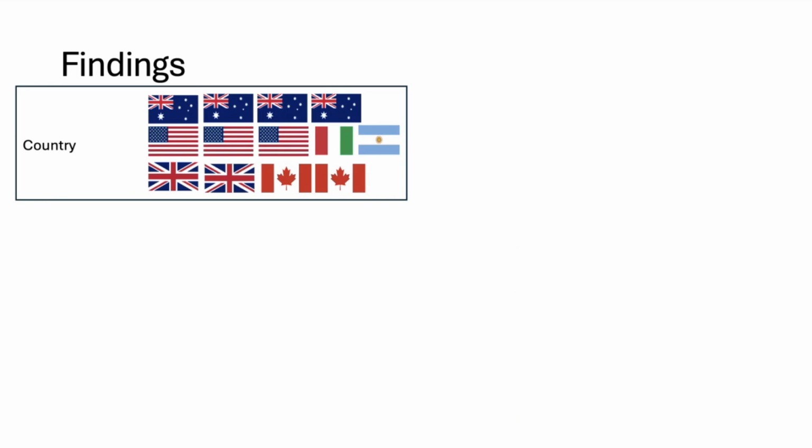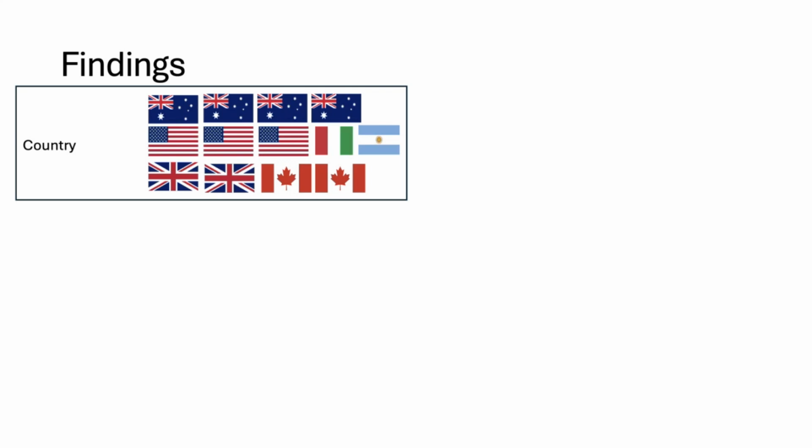So our findings. The flags here represent how many times a country was represented in the included studies, and some studies included data from more than one country, in which case I have represented them all. So the number of times a flag appears is the number of times they appeared in a study. Four studies talked about Australian data, 3 the US, 2 each from the United Kingdom and Canada, and one study used some data from Italy and 1 from Argentina.